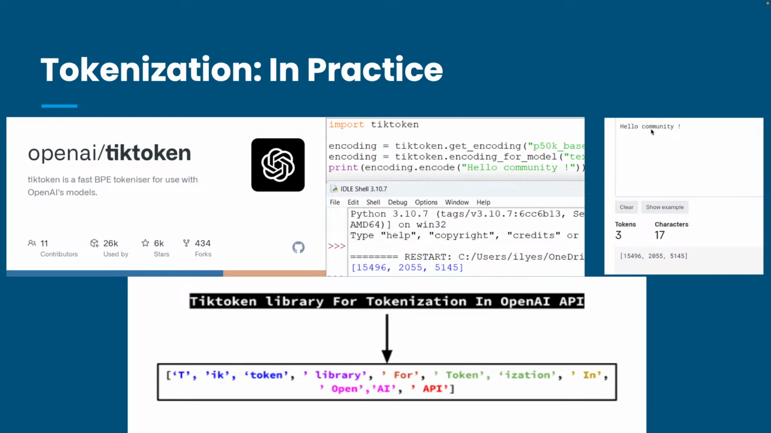Yeah, and you can see what's being tokenized here, right? Hello, community, exclamation mark. So it looks like hello is a token, then community, and then exclamation mark, right? Corresponding to these 3 numbers below. So hello would be 15,000 or so, community would be around 2,000, and then exclamation mark would be around 5,000. And here's just yet another example at the bottom.